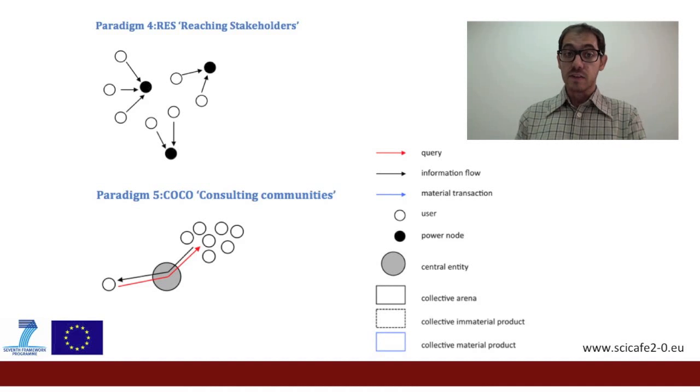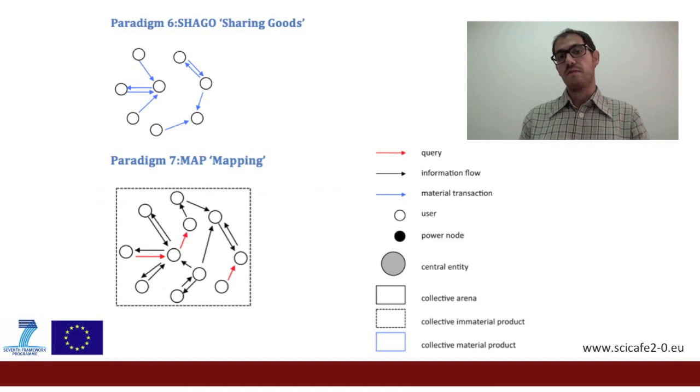And another interesting paradigm is what we call the consulting communities. In fact, we found that a lot of platforms have the goal of putting people in contact with specific communities. Then we have the paradigm of sharing goods. This is very much used and developing in the last years. And the paradigm of mapping, that is the paradigm in which people are in contact to map some phenomena, also using, for example, Internet of Things and mobile devices.